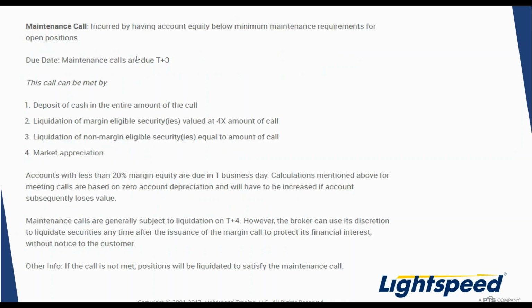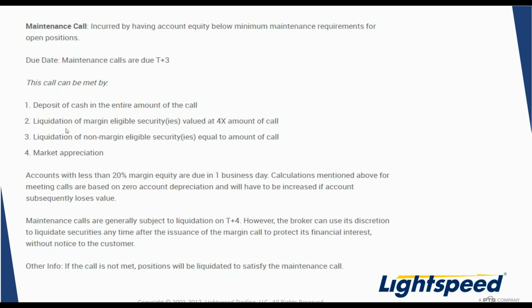Maintenance call. This is incurred by having account equity below the minimum maintenance requirement for open positions. Once you hold a position overnight, the margin requirement does reduce down to 25%. If you are not able to maintain this due to an account decrease in value, or let's say you've taken on additional positions and you're not able to hold the maintenance on a position, you are issued a maintenance call. In the same manner, you can deposit cash to cover the call.